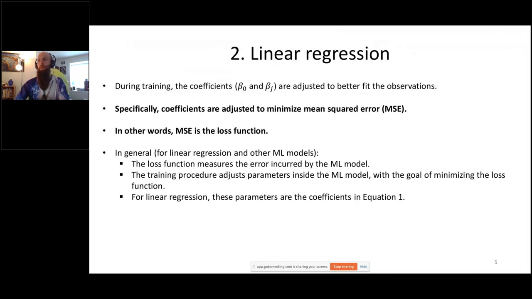In other words, mean squared error here is the loss function. More generally, for any type of machine learning model, whether it be linear regression or something fancier, the loss function measures the amount of error incurred by your model in its predictions, and you want to minimize the loss function because you want to get the error as close to zero as possible. So the training procedure adjusts the parameters inside the machine learning model. For linear regression, those parameters are beta naught and beta j, with the goal of minimizing the loss function.